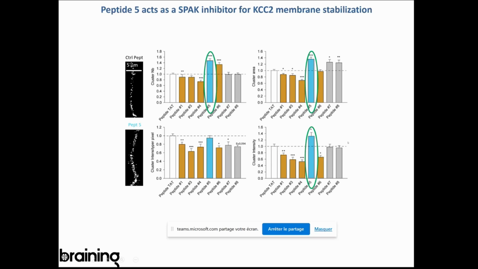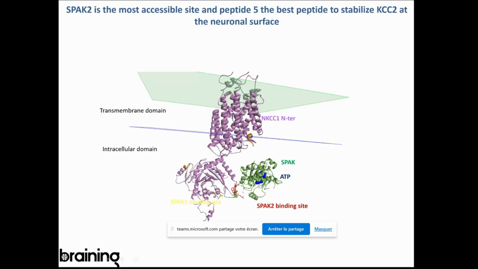So there is this peptide 5, that we tested now in vivo. First of all, I want to show you that this peptide, in red here, by modeling, you can see that it's very well positioned to prevent the interaction between SPAK, in green here, and NKCC1. So indeed, it makes sense also with the effect we saw on these neurons.